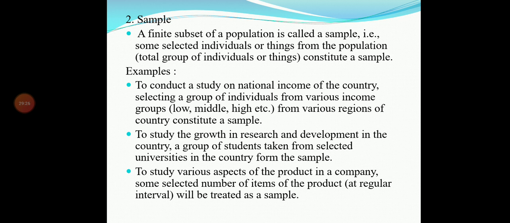Examples. To conduct a study on national income, selected group of individuals from various income groups, low income group, middle income group, high income group, etc., from various regions of the country constitute a sample. Some group of individuals from various income groups. That's what we have considered as the sample in this example.